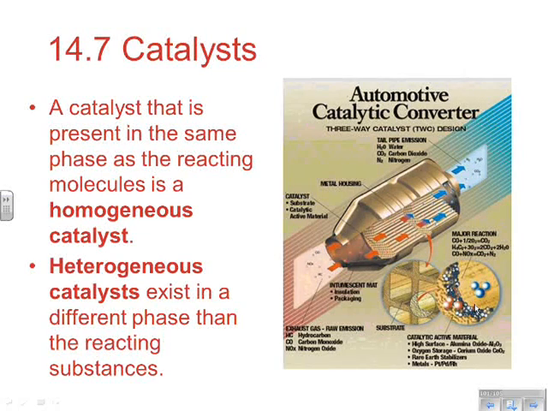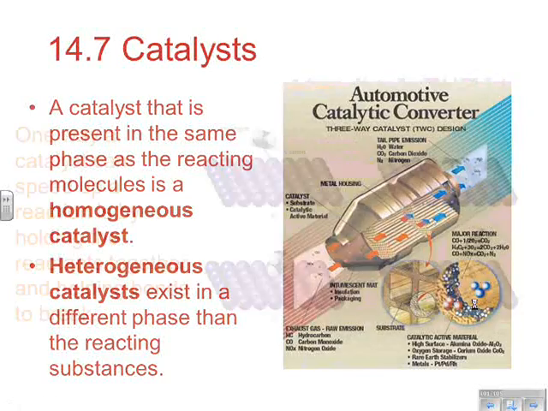Heterogeneous catalysts are like what you see in an automobile's catalytic converter. It's a term you've heard before. There's actually a catalyst inside there making the reaction happen. Heterogeneous catalysts, like inside the catalytic converter, have different phases. So inside the catalytic converter, you have a catalyst that's in the solid form, and the reactants are gases coming through. So they're in different states or different phases. That's what a heterogeneous catalyst is: when you have your catalyst in a different state or phase than your reacting substances.